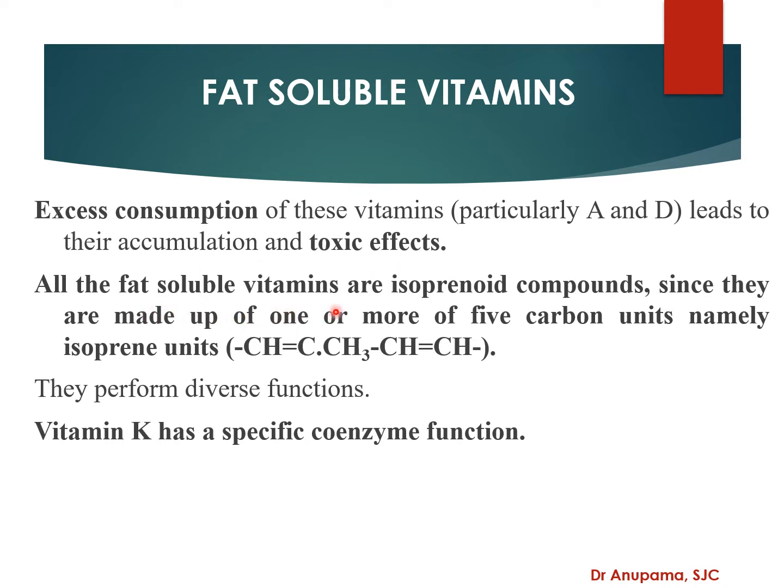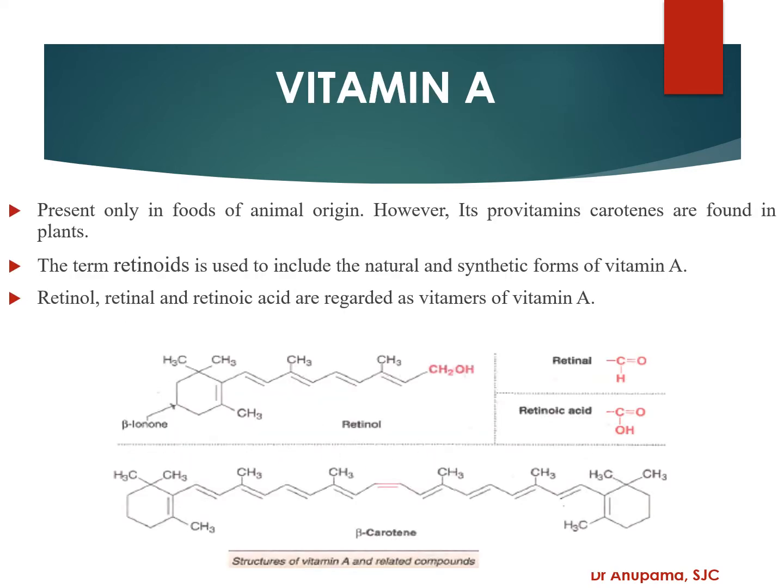All the fat-soluble vitamins are isoprenoid compounds since they are made up of one or more of 5 carbon units, namely isoprene units. This is the structure of an isoprene unit. They perform diverse functions. Vitamin K has specific coenzyme function. Let us study each of these vitamins in detail.